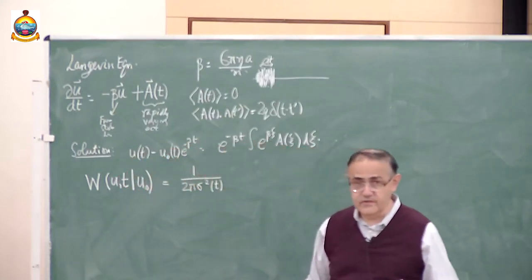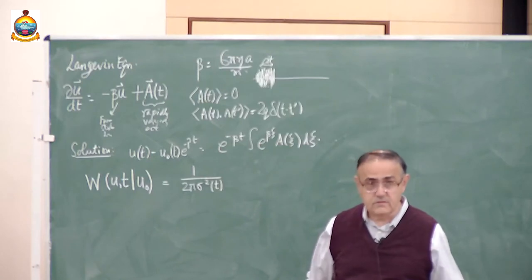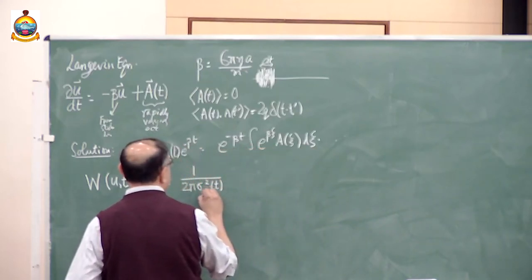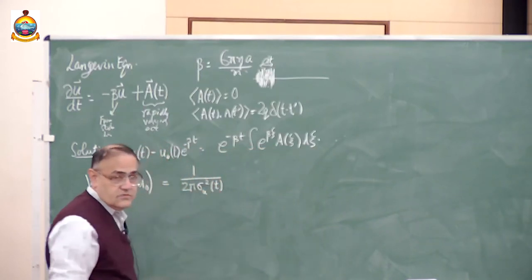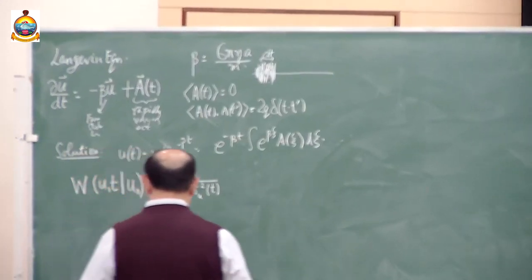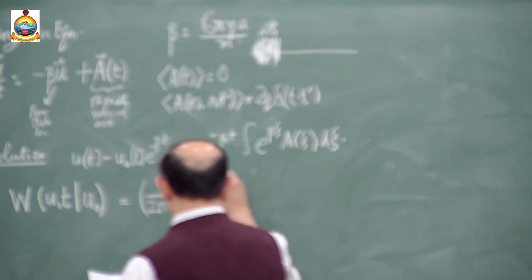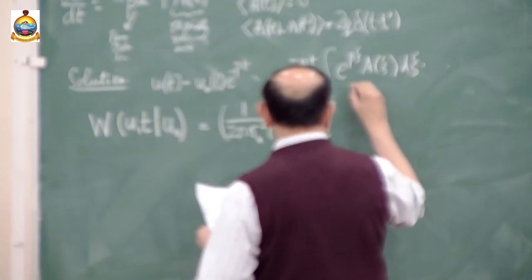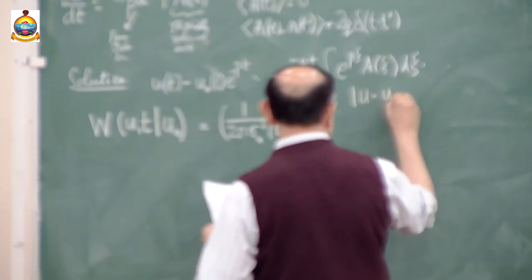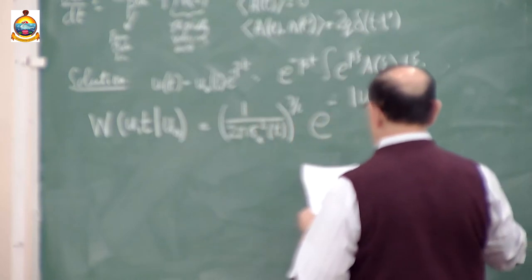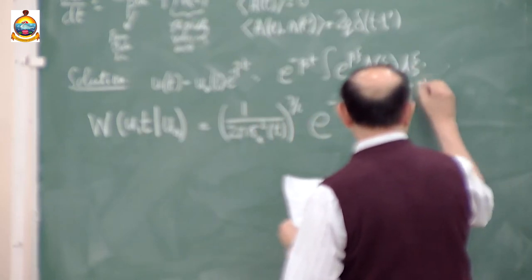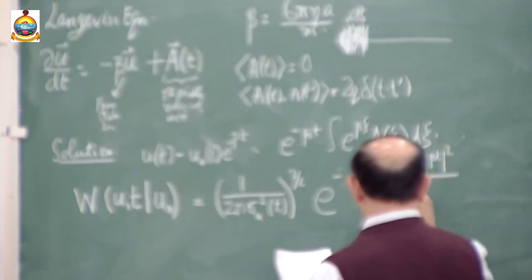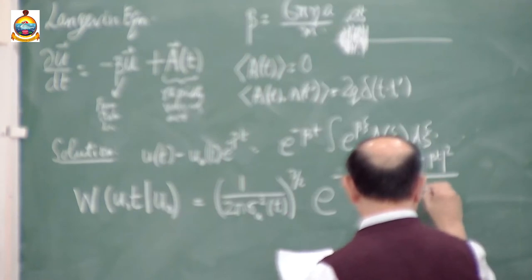Okay, there was a time dependent variance, so I'm explicitly writing it down, but I'm putting a subscript u on it, reminding us this is a variance for the velocity distribution. And this is to the 3 by 2, e raised to minus (u minus u naught e to the minus beta t) squared divided by 2 sigma squared, sigma sub u squared of t.